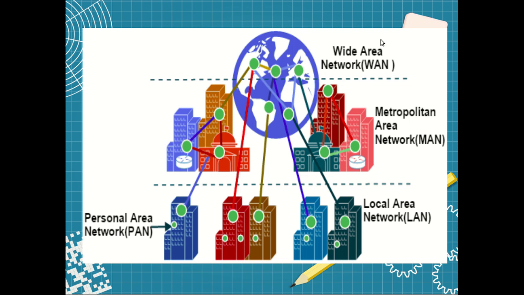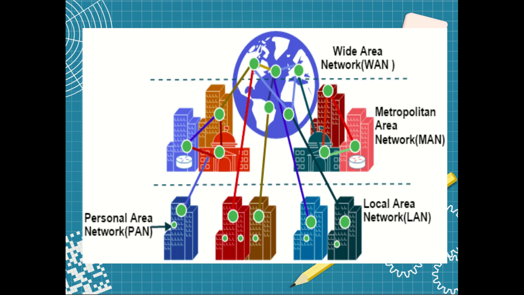Then coming to the last type, that is wide area network. As the name says, wide. Usually this network will connect computers over a very large geographical space. For example, it may connect networks within countries or continents. In short, the best example of a wide area network is the internet. The internet connects all the computers throughout the world. So these are the 4 different types of computer networks based on the geographical spread.